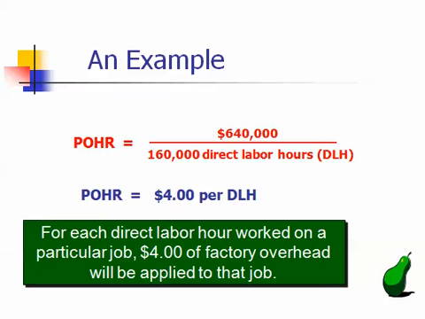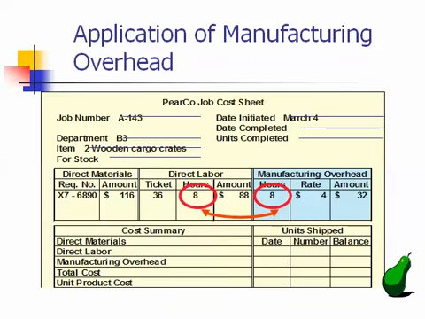Let's go ahead and take a look at a job cost sheet. Let's assume that this particular job, job A143, had incurred 8 hours of direct labor. Then we would apply 8 hours of overhead at a rate of $4 per hour, and we would charge that job, or allocate to that job, $32 in overhead.